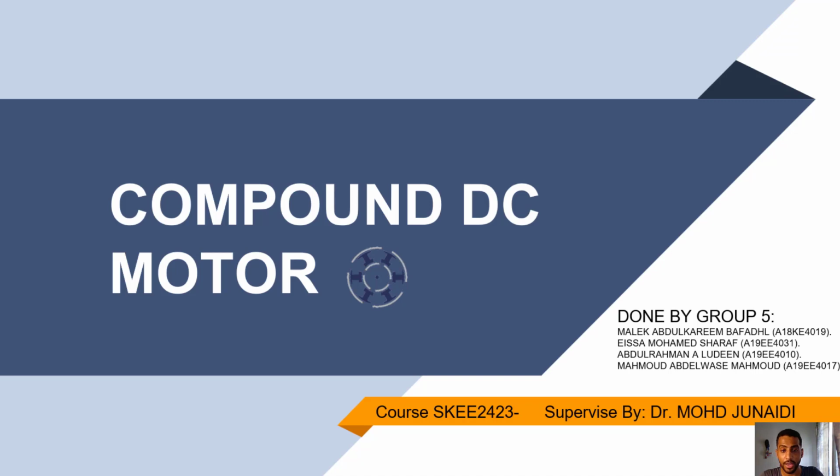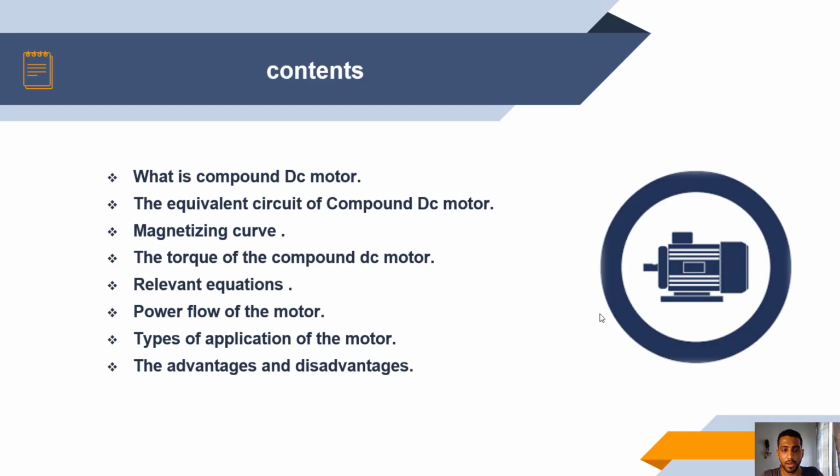This is group 5 and we are going to present the compound DC motor. The contents are an introduction about the compound DC motor and the equivalent circuit of the compound DC motor, and then a magnetizing curve going to the torque of the compound DC motor and some relevant equations, then the power flow of the motor, and we are going to discuss some of the applications that use the compound DC motor. Last but not least, the advantages and disadvantages of compound DC motor.